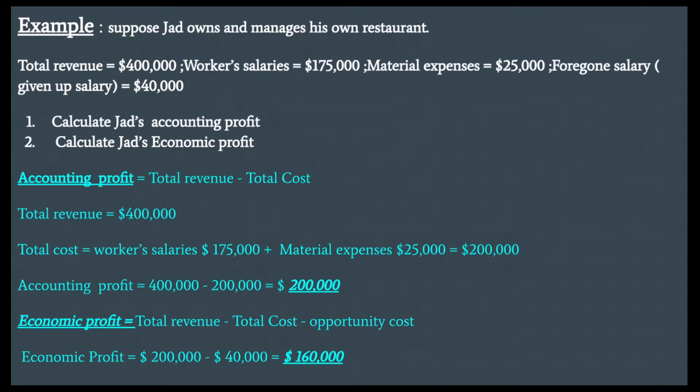Now economic profit is total revenue minus total cost, which is explicit cost, minus opportunity cost, which is implicit cost. Here the implicit cost is the foregone salary, or given up salary, of $40,000. So economic profit is $200,000, which I have already calculated as total revenue minus total cost, that is the accounting profit, minus $40,000, that is the opportunity cost, which equals $160,000. That is his economic profit.